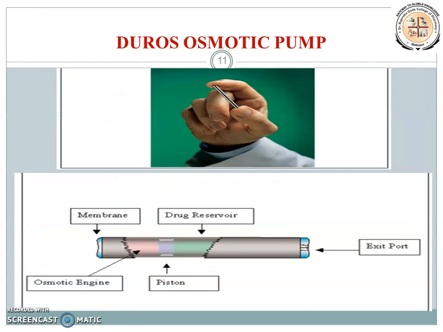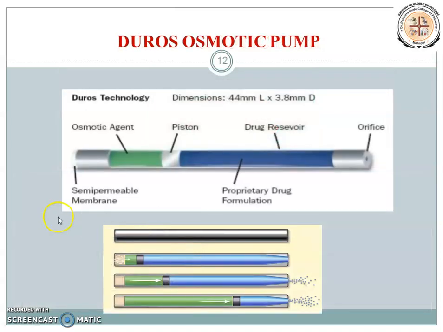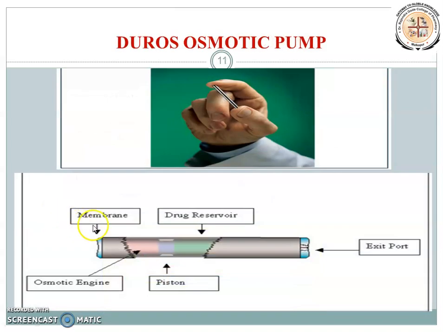Next one is the Duros osmotic pump. It is also called an implant. It may be administered by the parenteral route. It has a certain design where it consists of a semi-permeable membrane. Here there is a piston. It is a drug reservoir, and this is the delivery port.